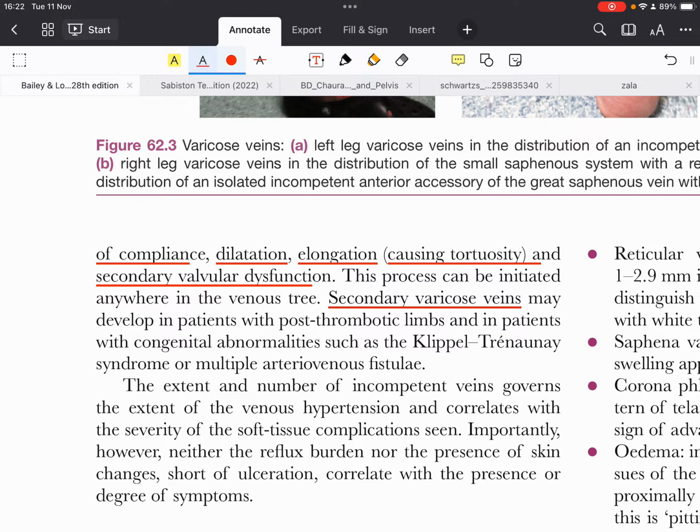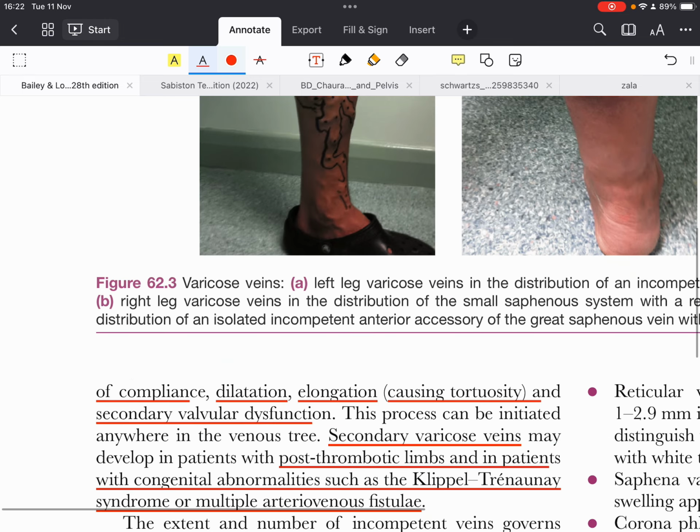Secondary varicose veins may develop in patients with post-thrombotic limbs and in patients with congenital abnormalities such as Klippel-Trenaunay syndrome or multiple AV fistulas.